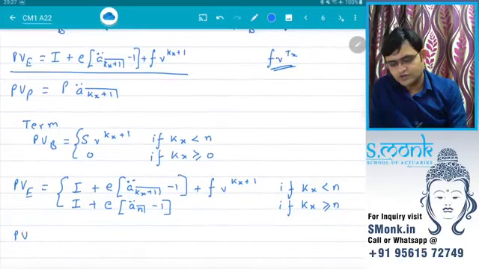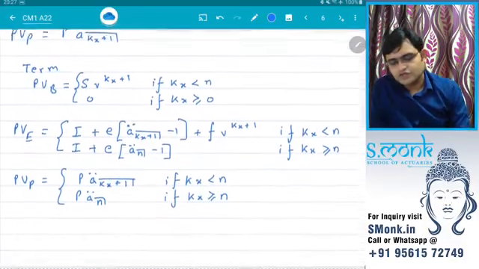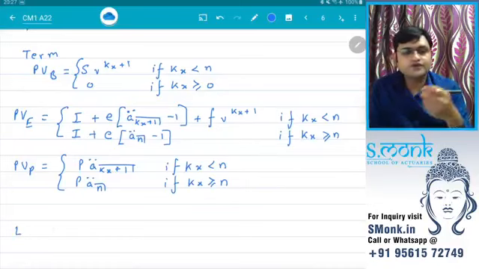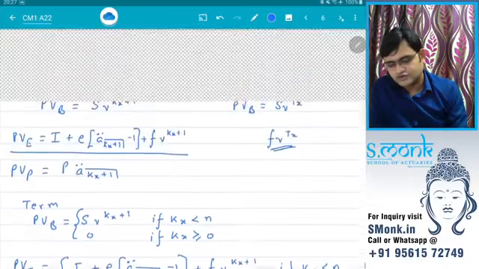What about our present value of premium? Again, two cases, P into a due kx plus 1 if kx is less than n, and P into a due n, all n years of premium would be paid, if kx is greater or equal to n. So therefore our loss function will be two different functions: when kx is less than n and when kx is more than n.